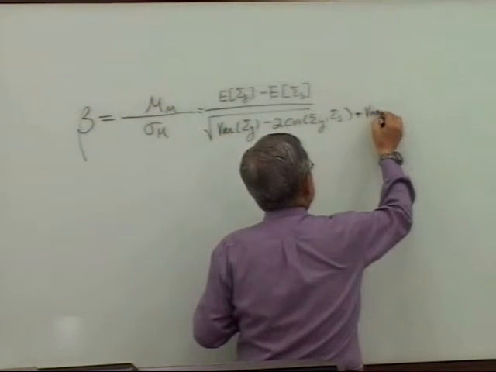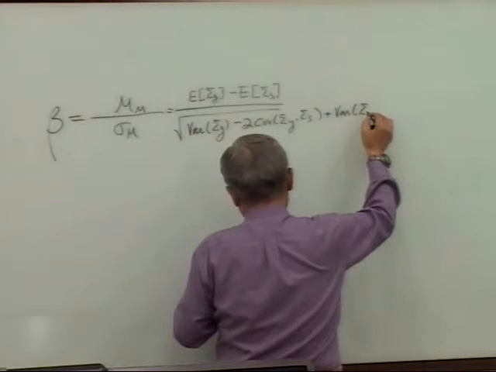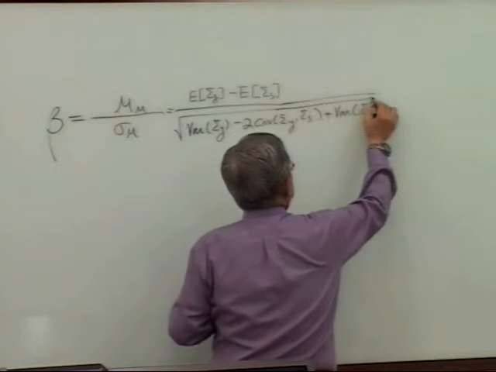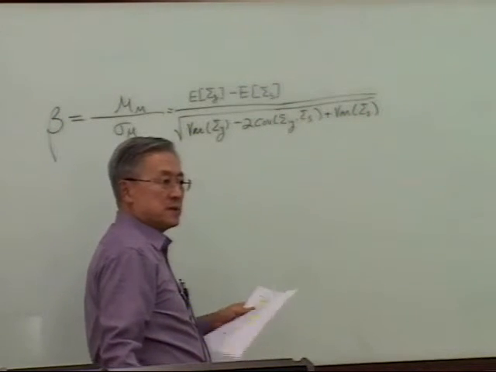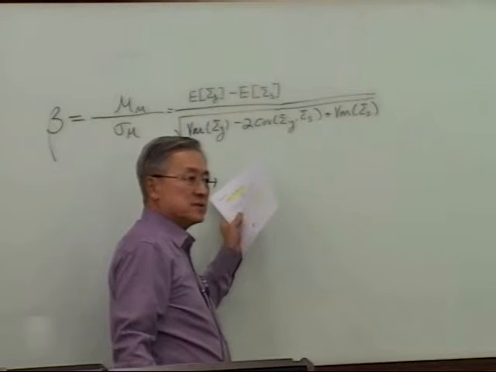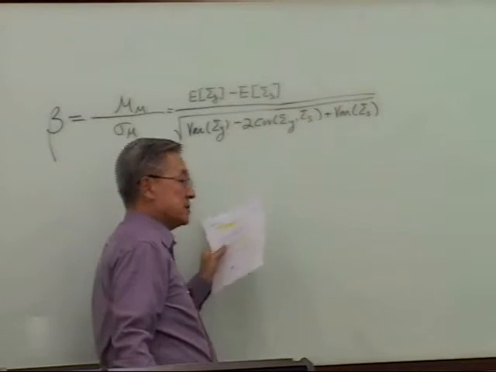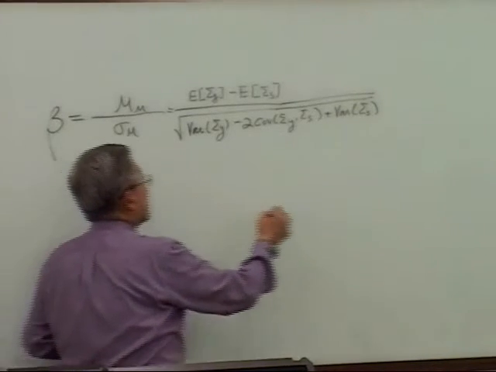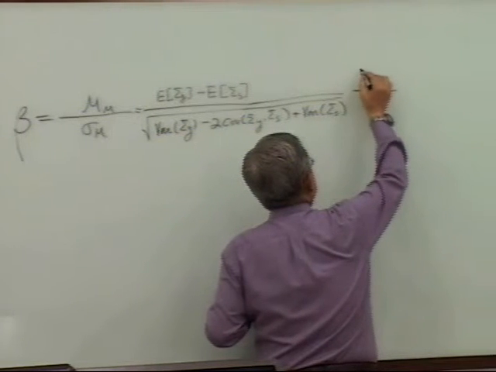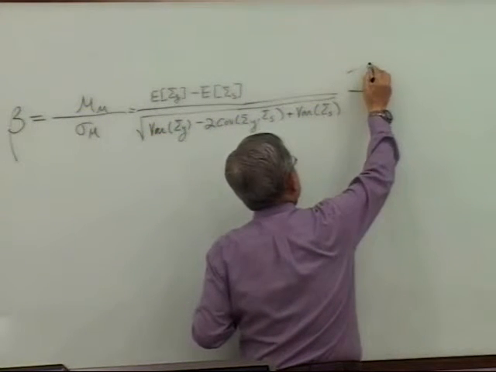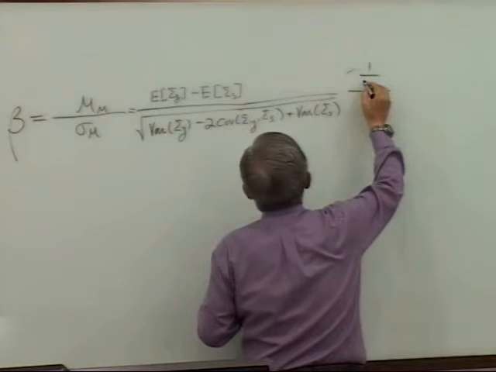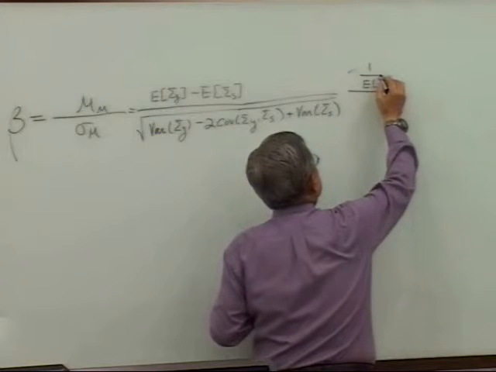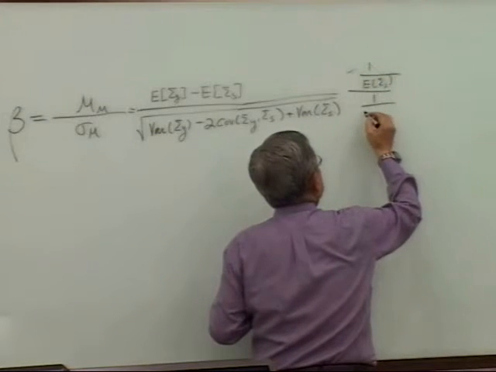plus variance of sigma s. We have done the derivation this morning. Redo once again. Okay. Then I'm going to multiply here as 1 over E sigma s, 1 over E.